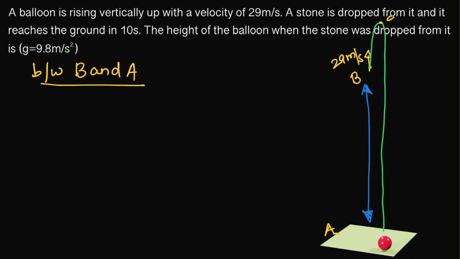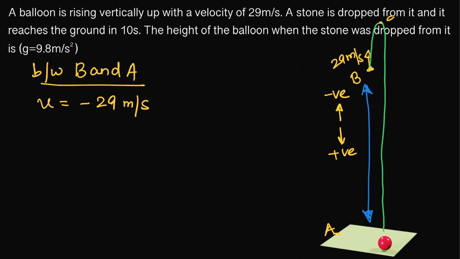So what is the initial velocity at B? The initial velocity u equals to, let us fix our coordinate axis. Let us take upwards as negative, downwards as positive. It is your wish, you can choose downwards as negative and upwards as positive also. Finally you will get the correct answer. So the initial velocity when the body was at B is 29 meters per second in the upward direction. So we will write this as minus 29 meters per second.